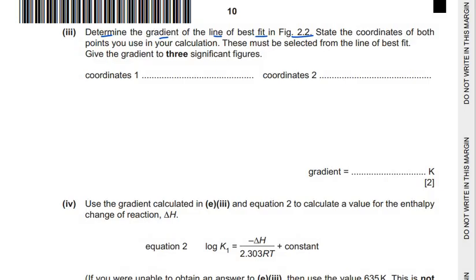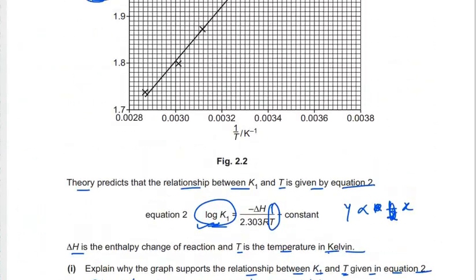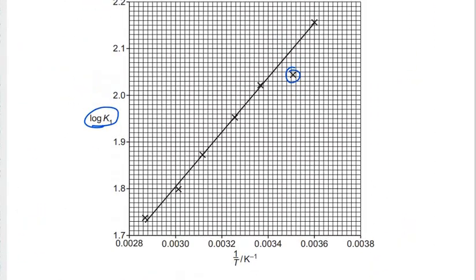Okay, determine the gradient of the line of best fit in figure 2.2. State the coordinates of both the points you use in your calculation. This must be selected from the line of the best fit. Give the gradient to three significant figures and write the coordinates. Okay, let's go ahead to find out the coordinates at figure 2.2 of the graph. Here is the graph and we want to find out two coordinates for our graph. So I would select one here and one here, which is exactly on the line.